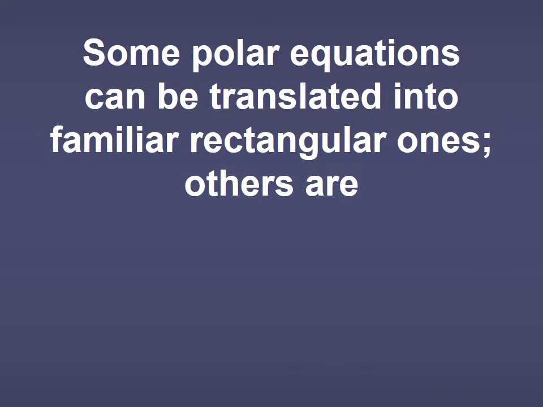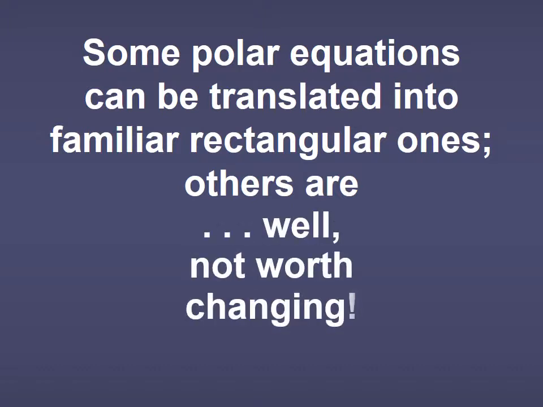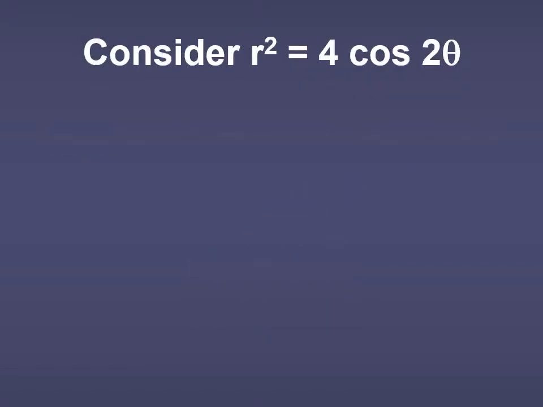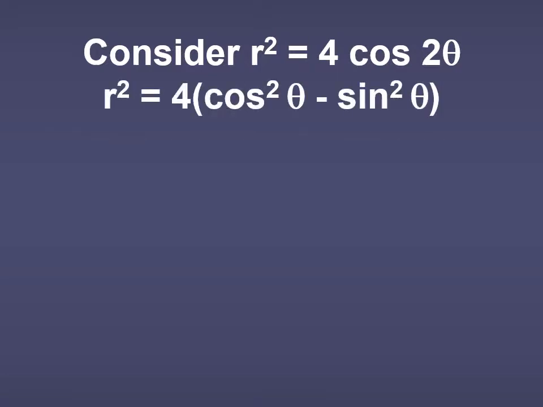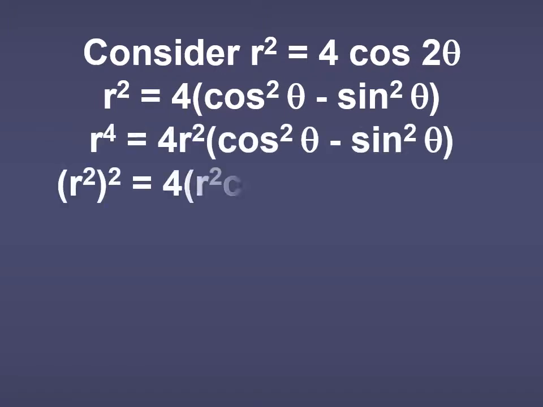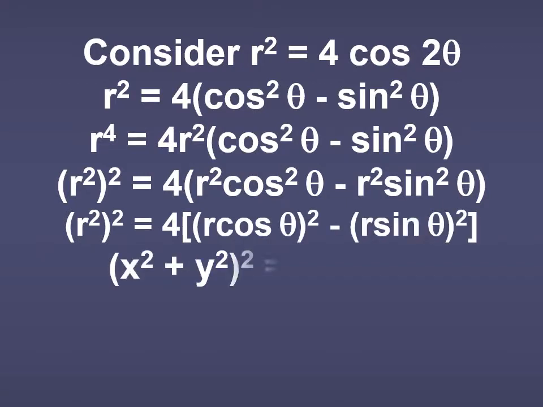Some polar equations can be translated into familiar rectangular ones, like circles. Like we know how to graph circles in the rectangular coordinate system. That's something that we learned about. However, others are not worth changing. For example, let's say r squared equals 4 cosine 2 theta, and we wanted to convert that back into the rectangular system. So the first thing we would have to do is convert to x's and y's. So here's the work for that.